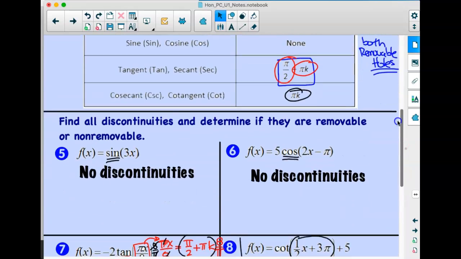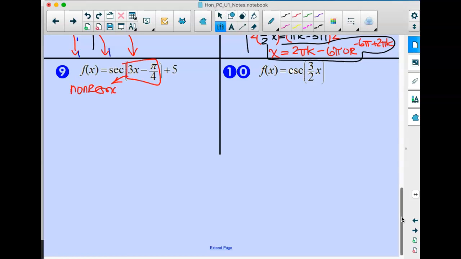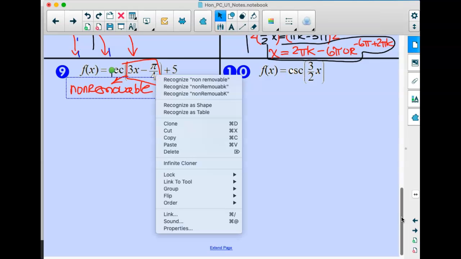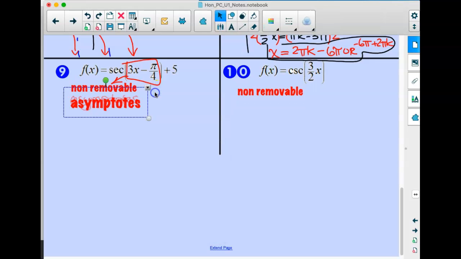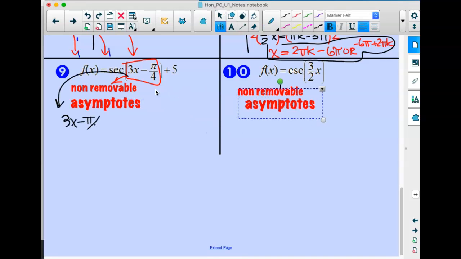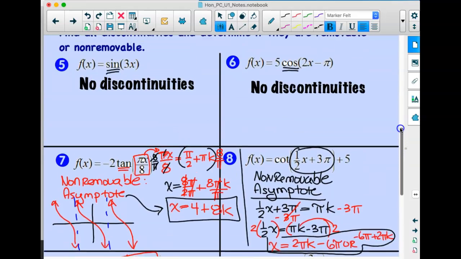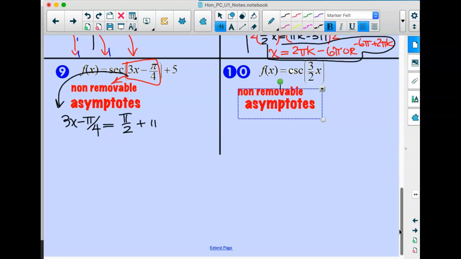Secant is going to behave just like tangent. So we're going to do pi over 2 plus, we're going to set what's inside equal to where the discontinuities are. So non-removable, and it also is an asymptote. And cosecant, by the way, is the same thing, so I might as well just copy that over there. So we're going to find asymptotes for both of these, right? Okay, so let's take 3x minus pi over 4 and set it equal to where the secant has its asymptotes. You cannot put in a value that would be pi over 2 plus pi k. K would be just any integer, right? So let's solve for x, right?